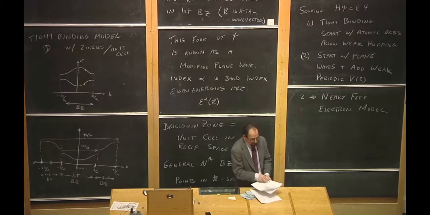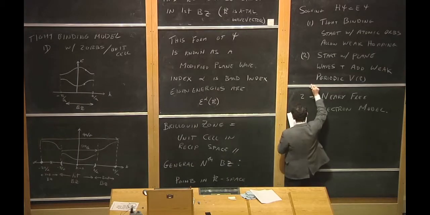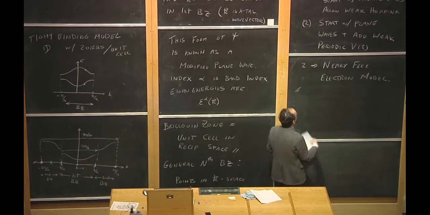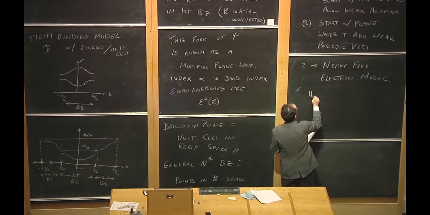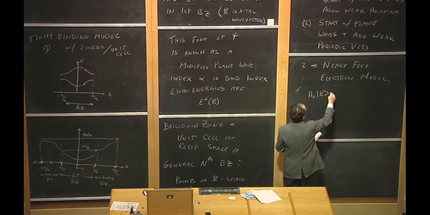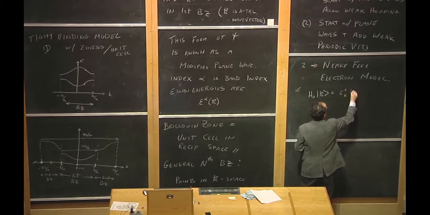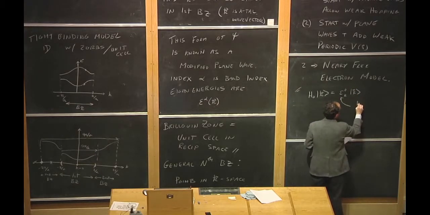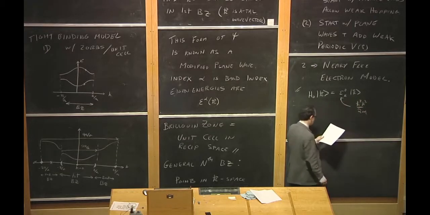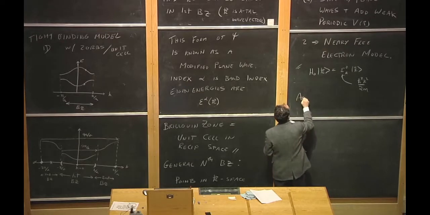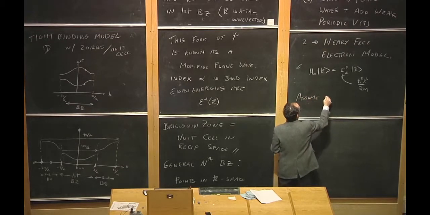So let's go about that. Let's start it. We probably won't finish it today. So how do we do this? We start with our H0 on k, our plane waves, without the periodic potential. So E0(k) on k, where E0 is the usual h bar squared k squared over 2m. It's a good place to start. And then let's assume V is weak.